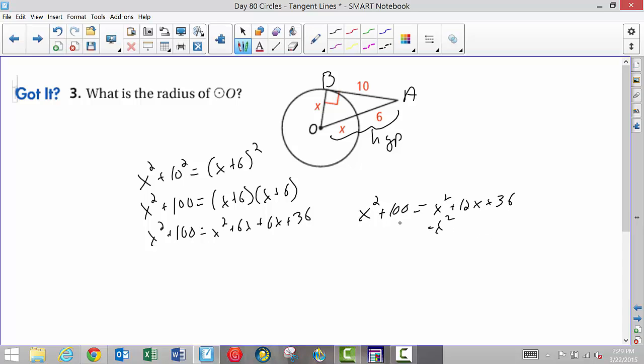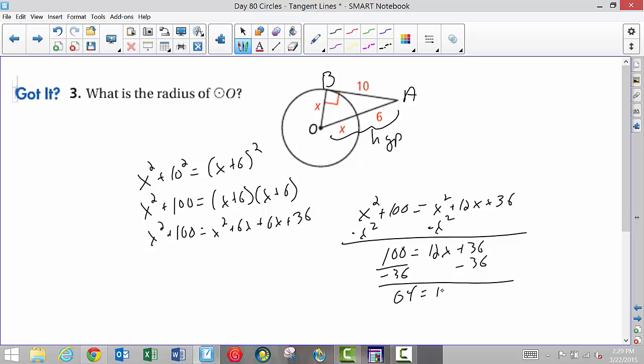I'm going to subtract x squared from both sides. So now I have 100 equals 12x plus 36. Subtract 36 from both sides. I have 64 equals 12x. So 64 over 12 is going to give me 16 over 3. So x equals 16 over 3.